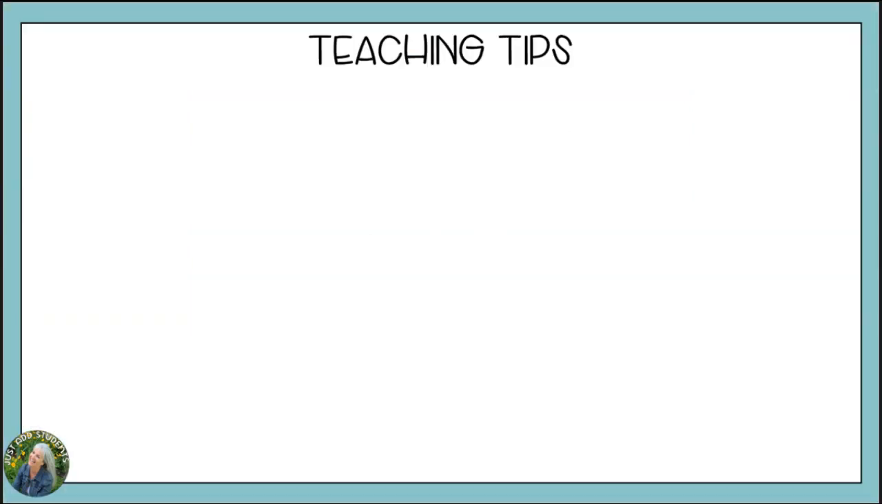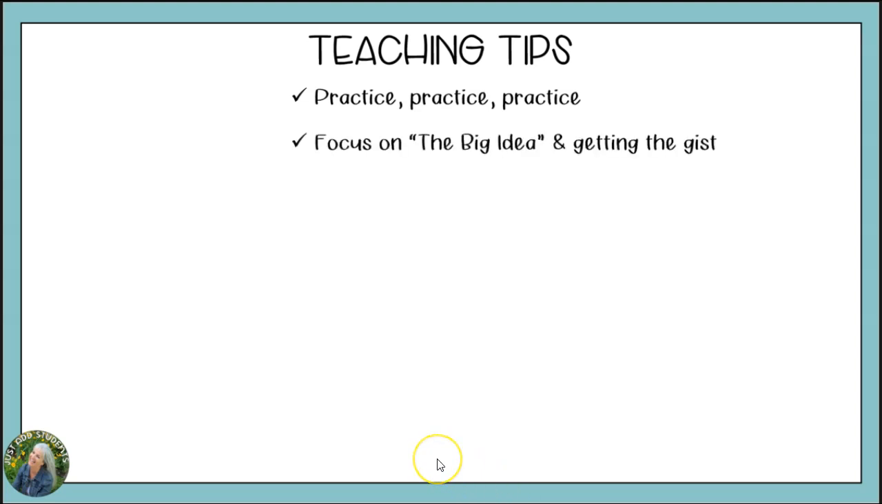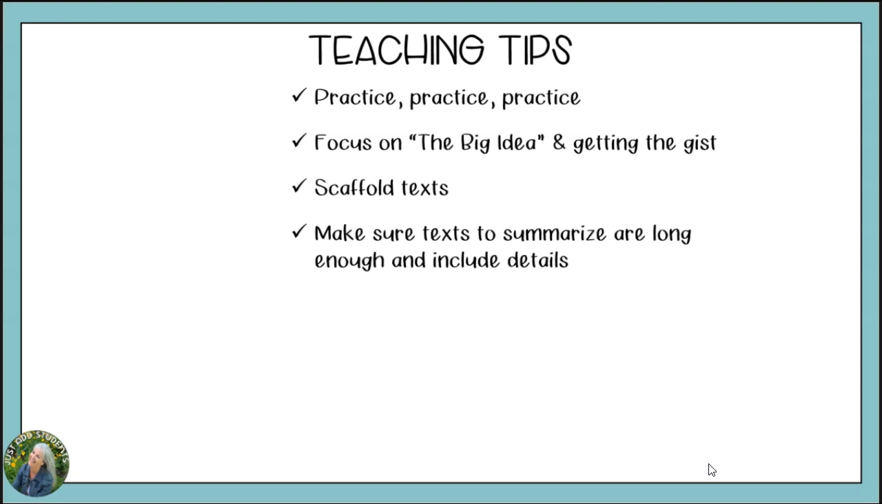Before we hit the strategies, I want to just remind you of a couple teaching tips that will help you. The first is to practice, practice, practice. This certainly is not a one and done skill. You also want to focus on the big ideas. So your students are going to continue to look at what the big idea is. You might want to spend some time talking about what it means to get the gist of something. You want to scaffold texts. So in other words, start with easy text that your students do not have to worry about comprehending, and then you can increase the difficulty of the texts.